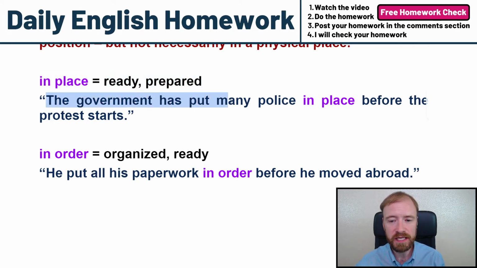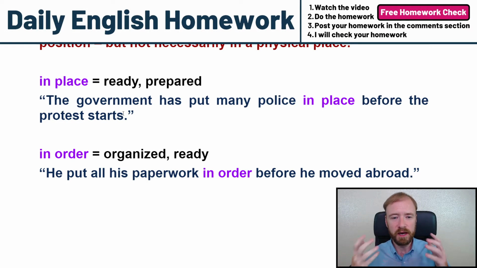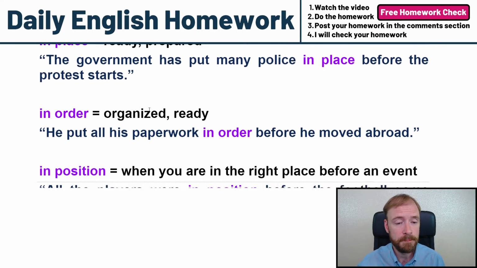The government has put many police in place before the protest starts. So there's going to be a protest, and the government put many police in place. They are ready. Where, it's just a general statement. We're not specifically saying where, but we can imagine that there are police located many places. They're in place. They are ready and prepared for the protest.